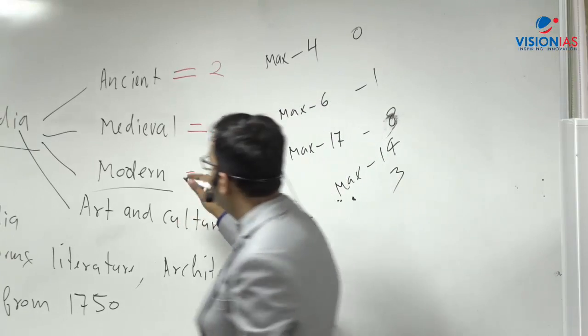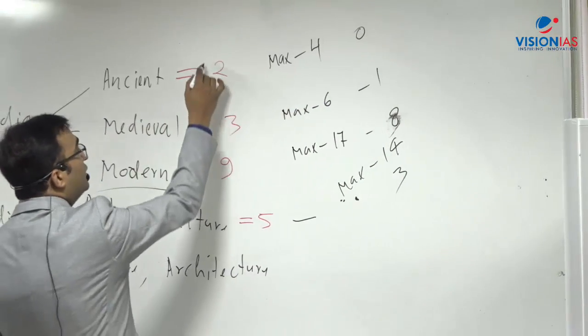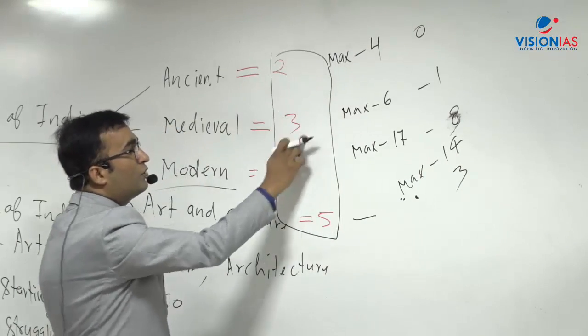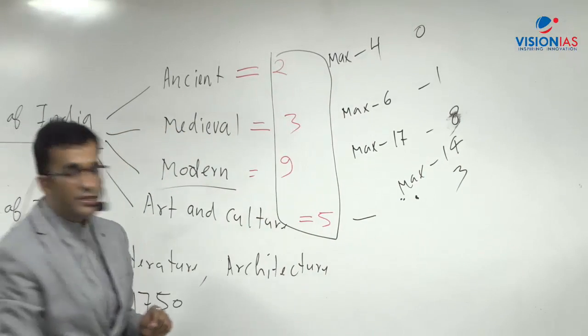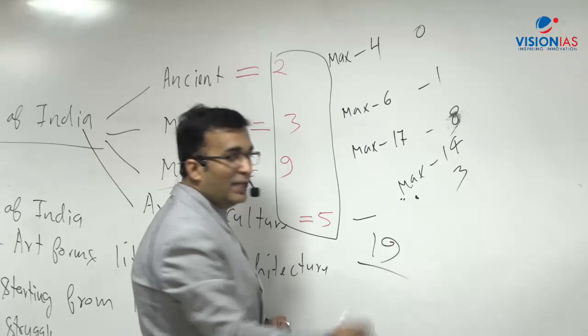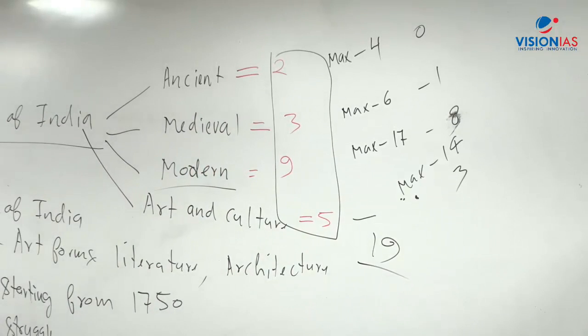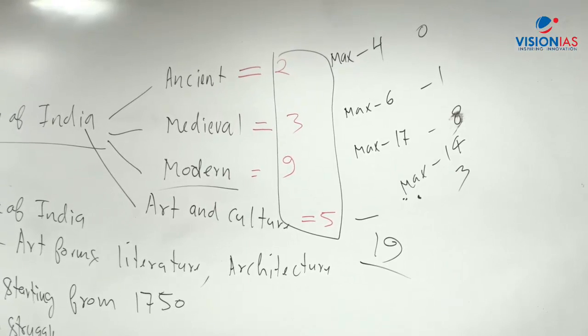So going by the average, if we see the weightage of this section, okay? So 2, 3, 5, 10 and 19 questions. So you see that 19% of your prelims paper is history. Okay? So you can at least expect that 19 questions out of the 100 would be there from history in the prelims examination.